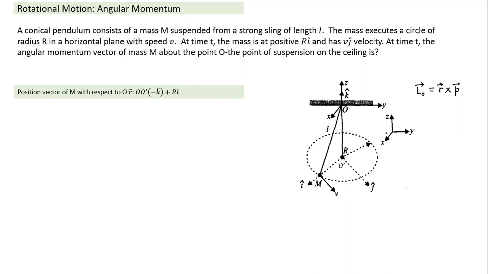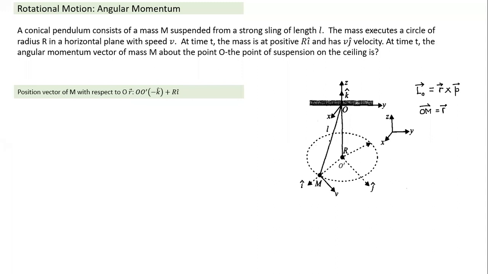r is nothing but which vector? r is the OM vector, the position vector of the point with O as the reference point. This is my r vector. So all I need to do is write the momentum in vector form and the OM vector, and take the cross product. I'll get this vector. So what is the position vector of M taking O as origin? If O was not the origin, the OM vector would have been different. So what is the r vector here?